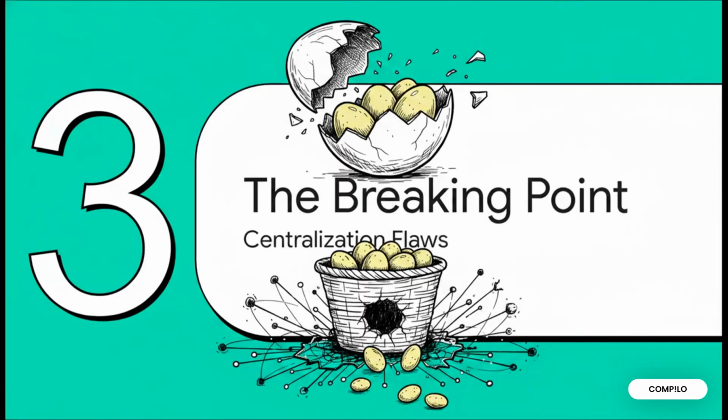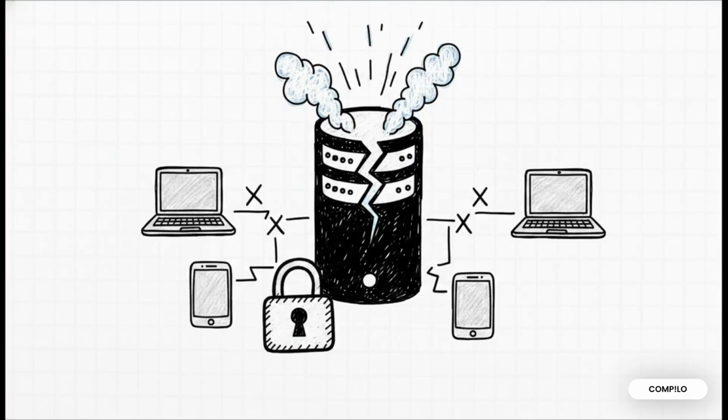Which brings us to Section 3, the breaking point, the flaws of centralization. But here is the catch. For all its incredible power, speed, and efficiency, this model hides some pretty fatal vulnerabilities. When you put all your eggs in one highly efficient basket, what happens when you drop the basket? The absolute most glaring flaw of the client-server model is that it creates a single point of failure.